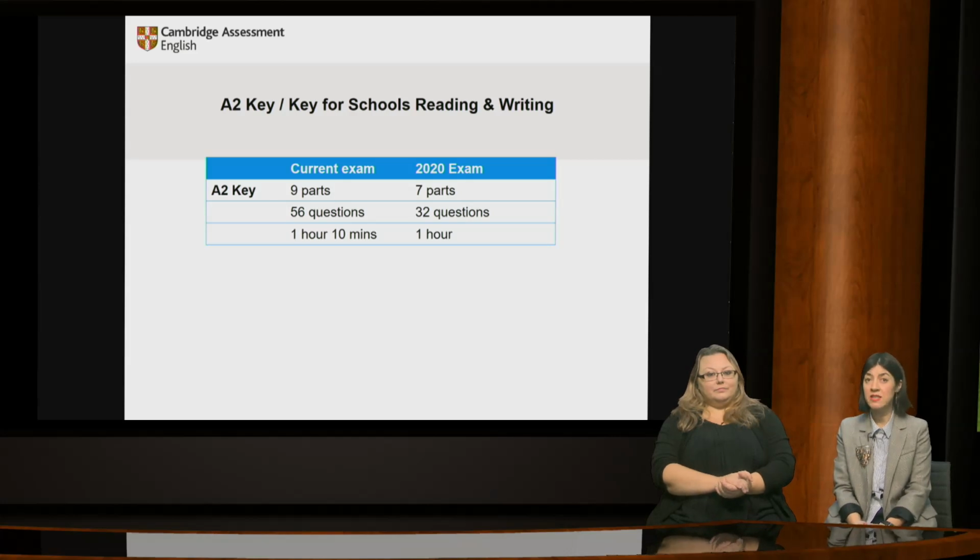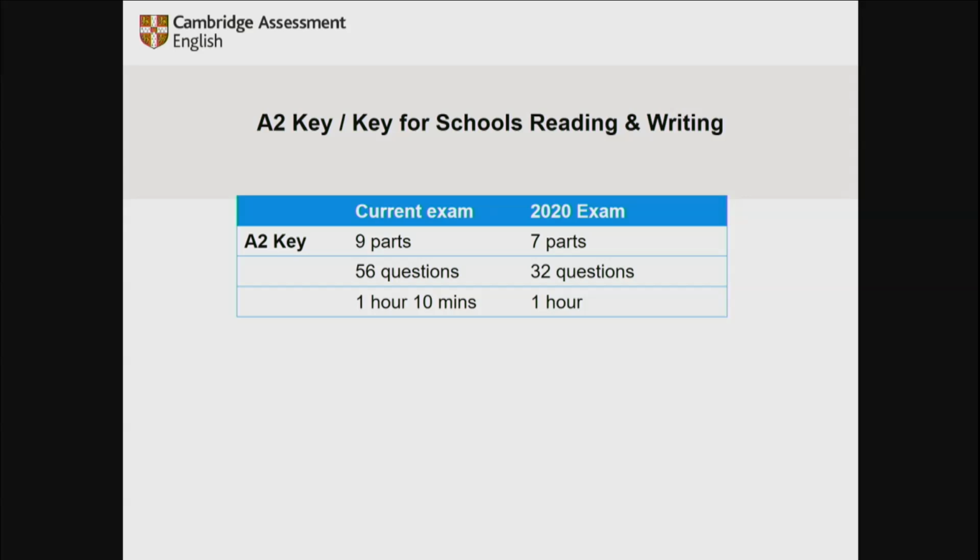When we were revising the A2 Key reading and writing paper, our main aim was to make sure there was full coverage of all of the different reading and writing skills and sub-skills at A2 level, while also reducing repetition or redundancy. As a result, the revised paper is now 10 minutes shorter and has 7 parts and 32 questions, compared with 9 parts and 56 questions in the current exam.